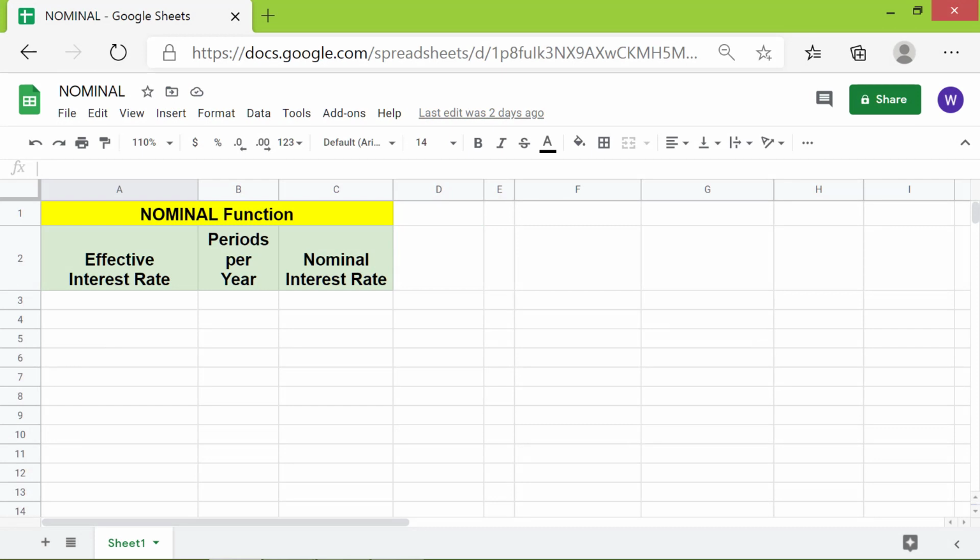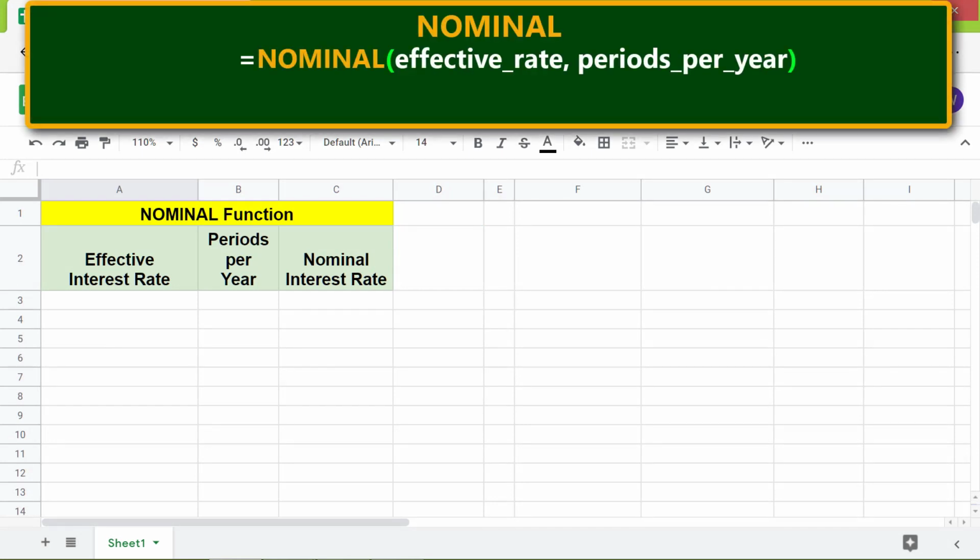Okay, let's look at the format of the nominal function formula. Here is an example. Effective rate is the actual interest rate per year, in percent. Periods per year is the number of interest compounding periods per year.